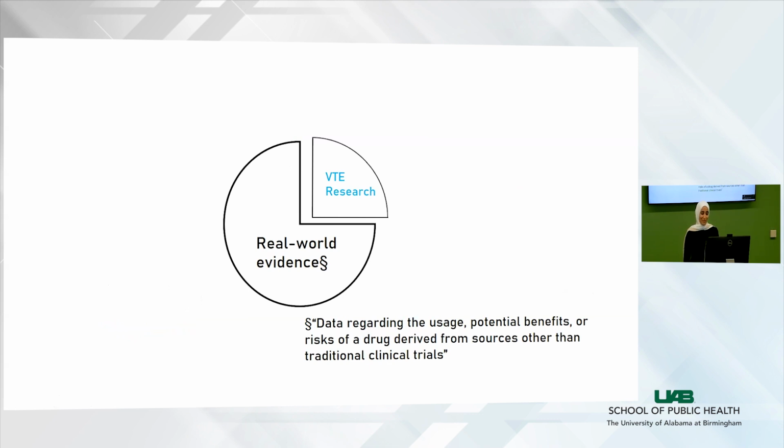And in this presentation, we're focusing on real-world evidence or observational research as it pertains to medications research. So here we have the definition of real-world evidence as it's defined by the Food and Drug Administration. It's defined as data regarding the use, potential benefits or risks of a drug derived from sources other than traditional clinical trials.